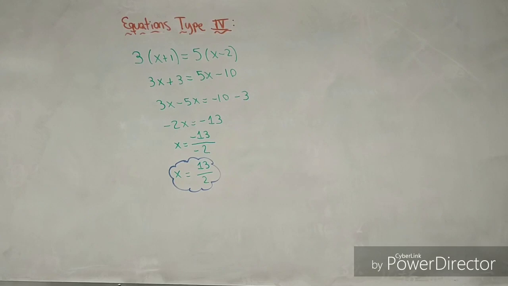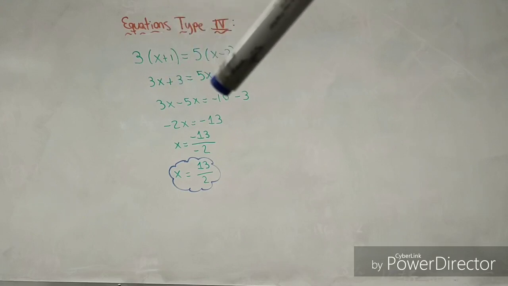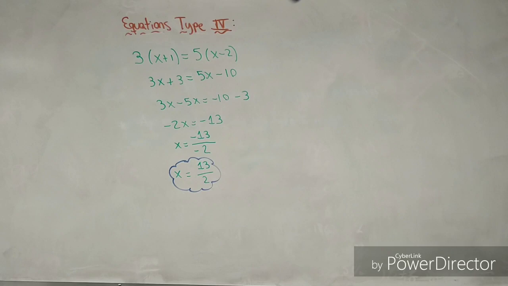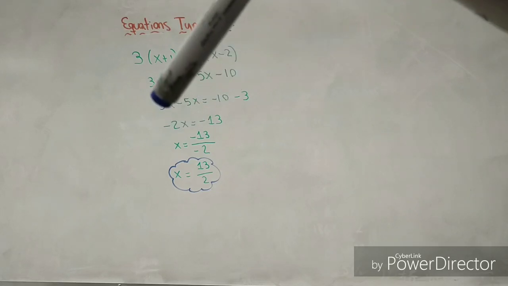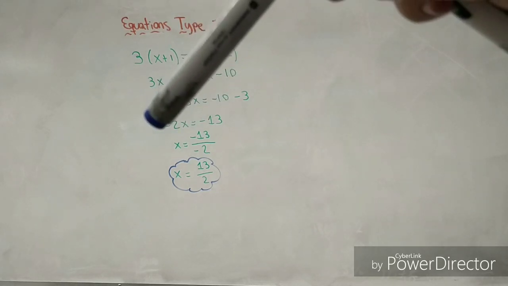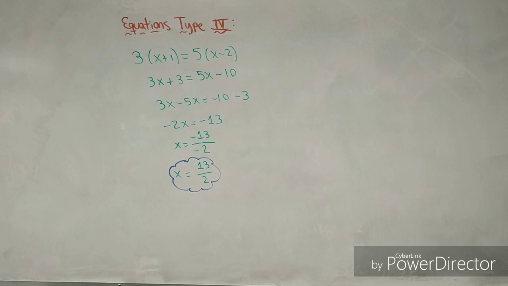And the same thing happens with the things that don't have an x. So this minus 10 was on the right side, so it remains negative. But this 3 was on the left side, positive, so we need to bring it to the other side as a negative number. So 3x minus 5x is going to be minus 2x, because 3 minus 5 is minus 2. And that's going to be equal to minus 13.